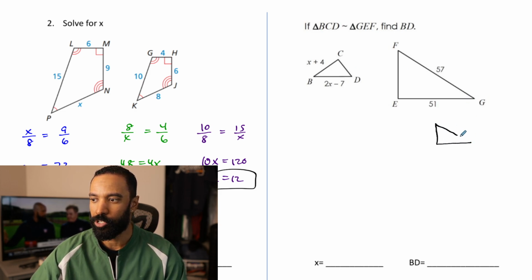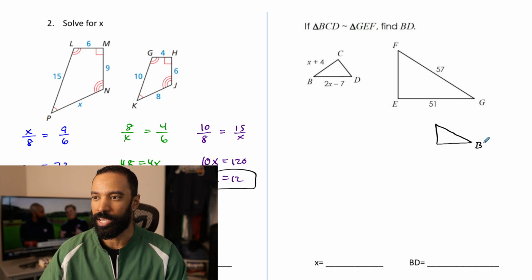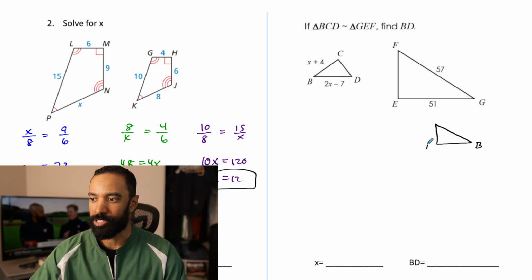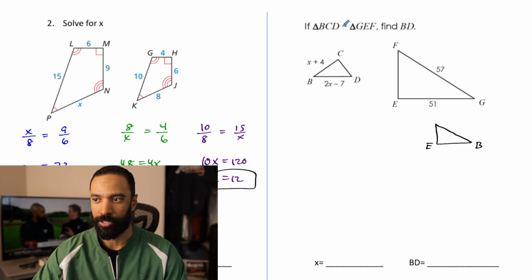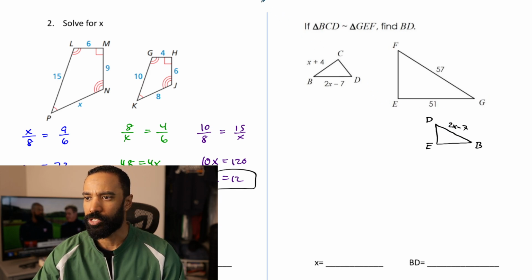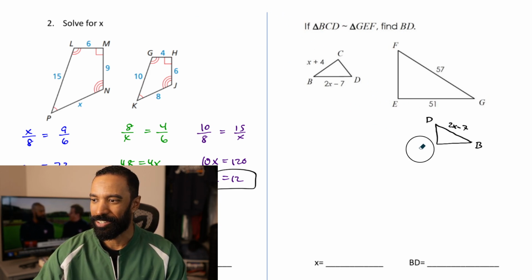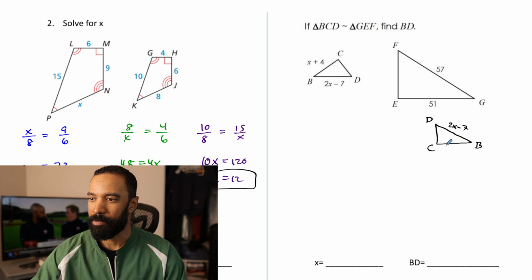Let's draw a small version of this triangle. B is with G. C is with E, basically that right angle looking thing. If it is or not, I don't care. And D is with F. Now I can relabel these. From B to D is 2x minus 7. From B to C, oh, wait, there's no E in here. That should be a C. From B to C is x plus 4.